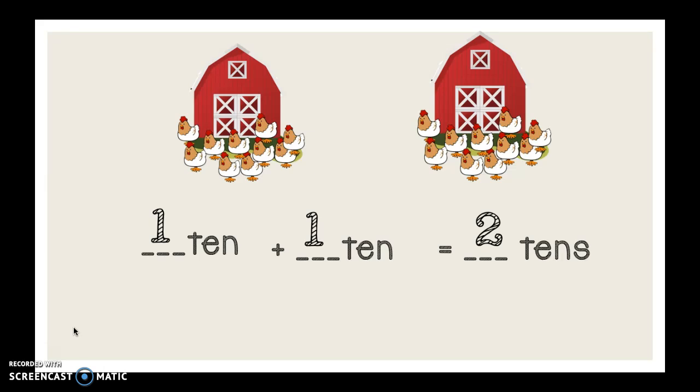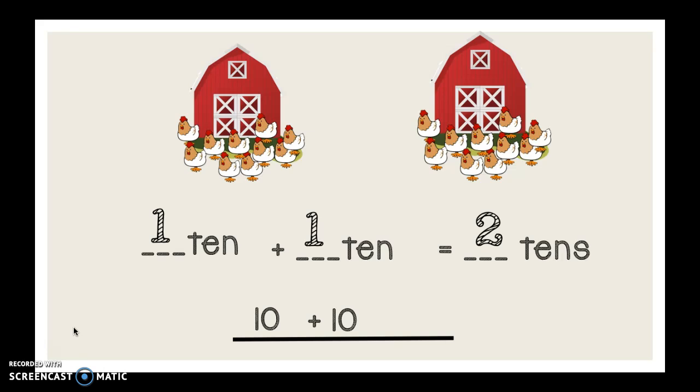Yeah, 2 tens, because I see 1, 2, 2 groups of tens. Now we're going to say it the regular way. What would I say? 1 10 is actually how many ones? Yeah, 10. So 10 plus 10 equals, can you go ahead and press pause while you finish that number sentence?